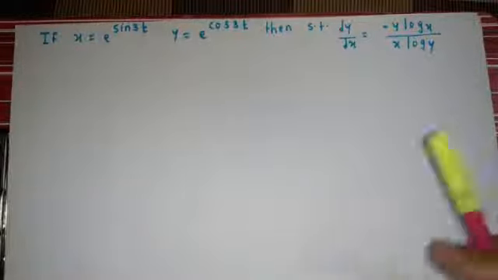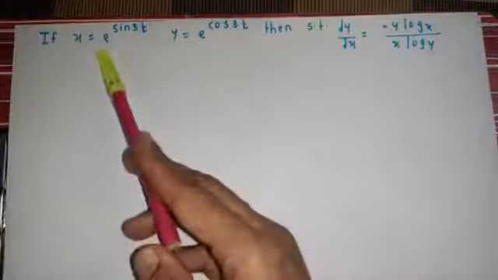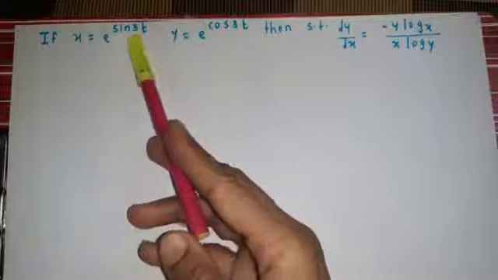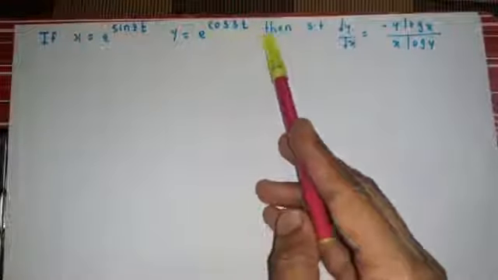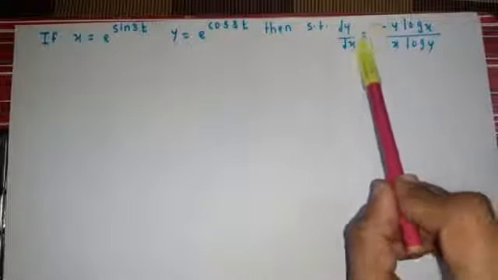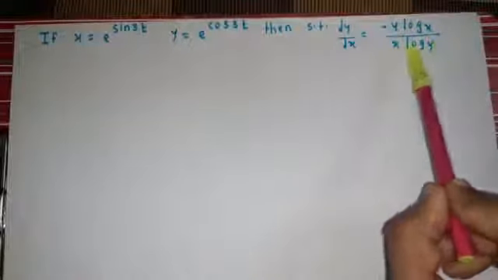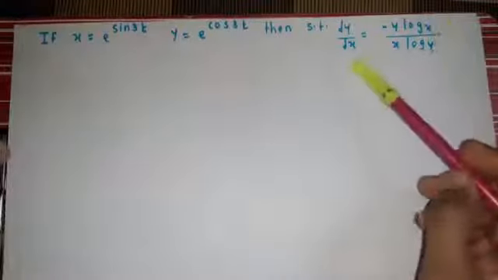Okay. Now let us take an example. If x equals e raised to sine of 3t, y equals e raised to cos of 3t, then show that dy by dx equals minus y log x upon x log y. That we have to show.